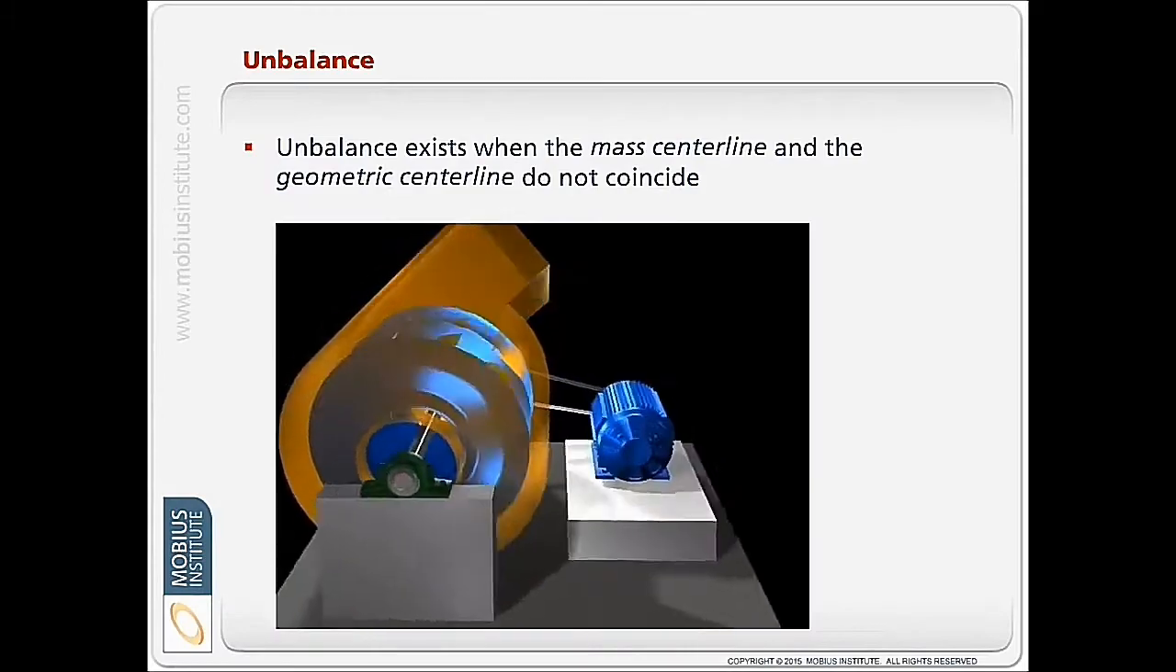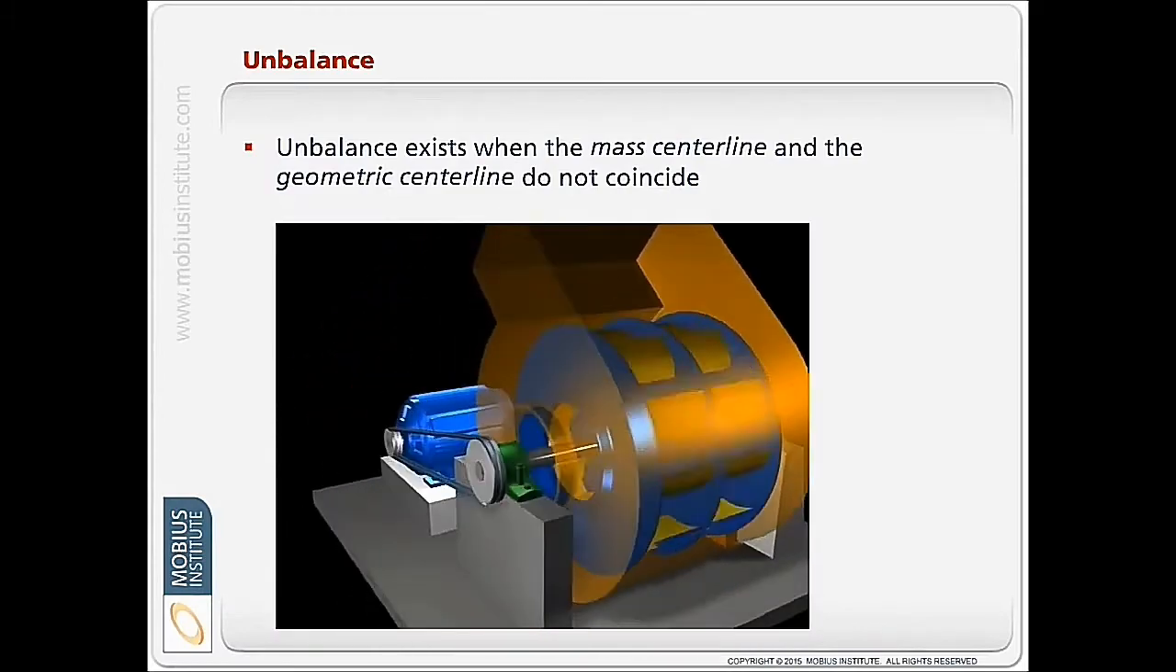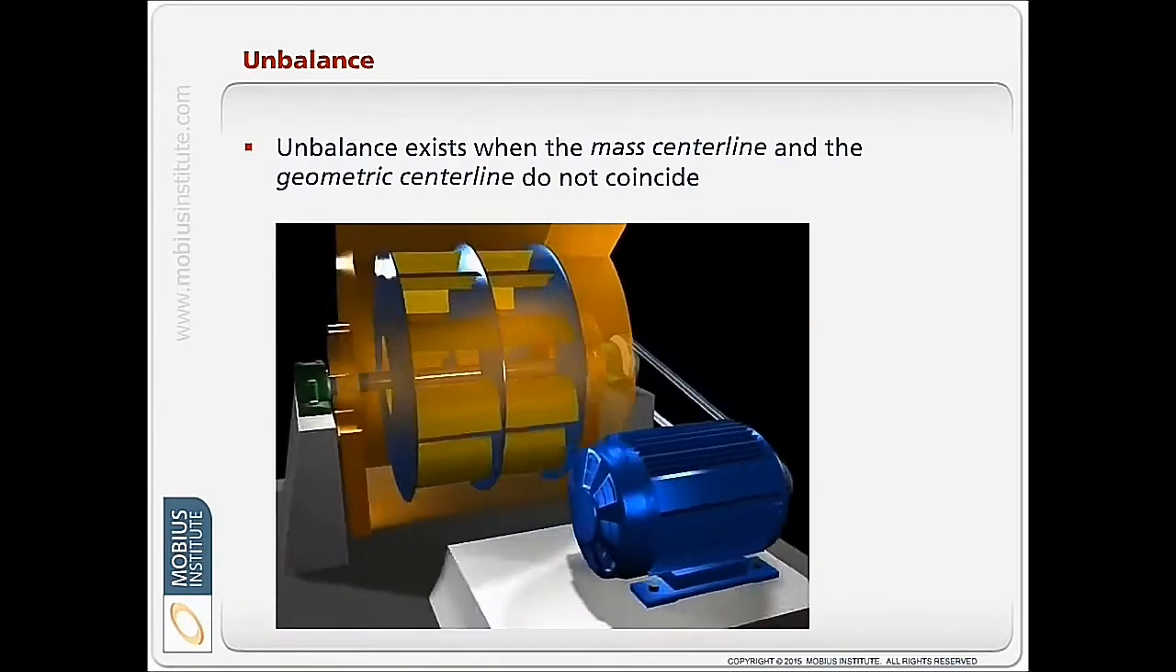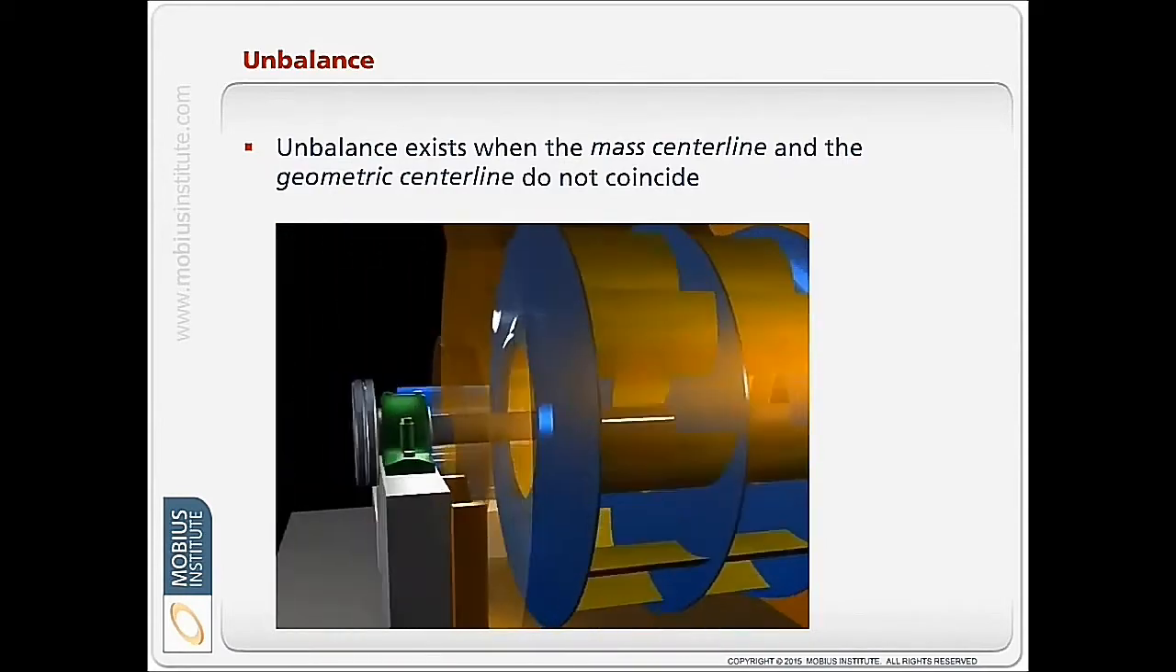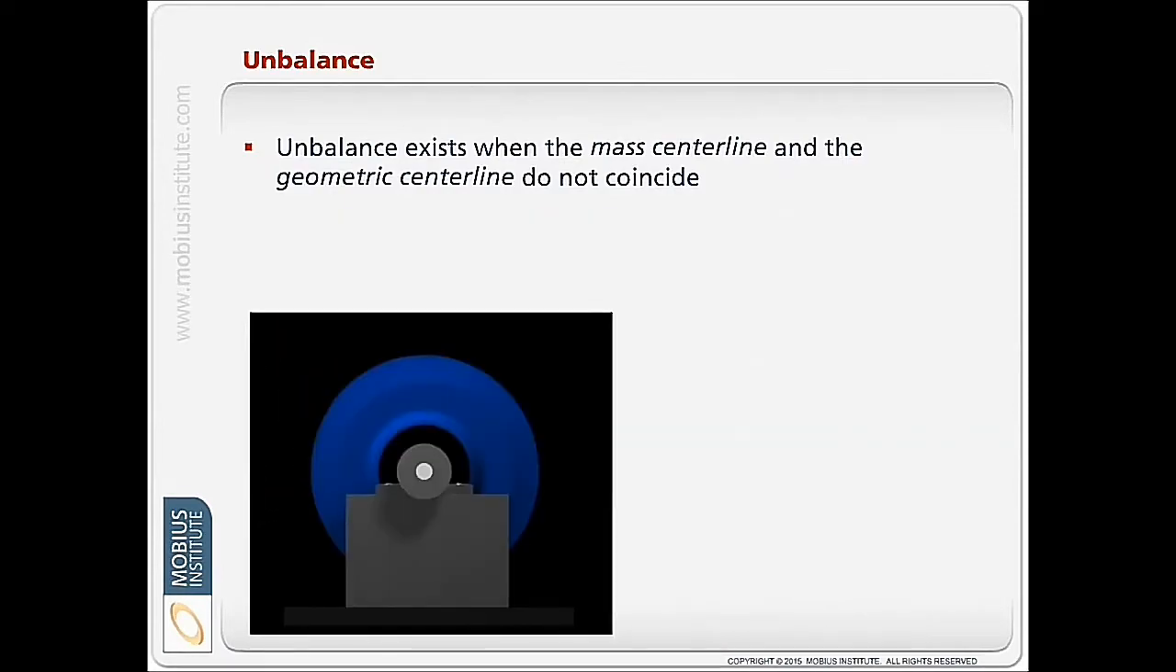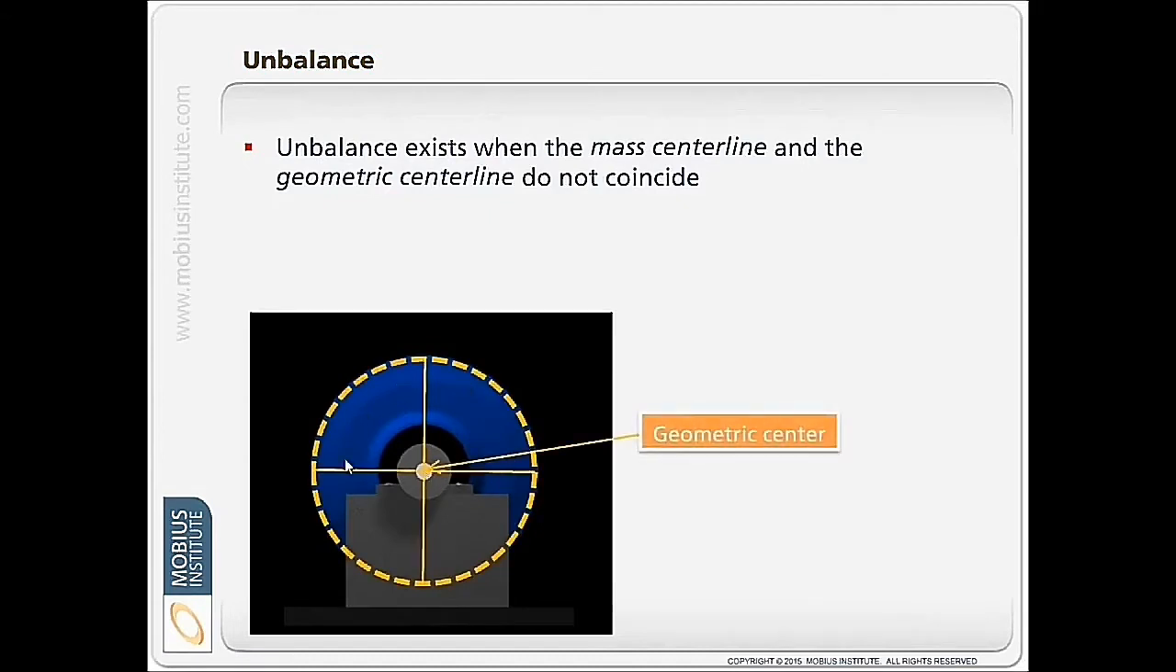Unbalance exists when the mass centerline and the geometric centerline do not coincide. What does all that mean? So the geometric centerline is the center of geometry, which for our fan should be right through the center of the shaft. So if we draw a circle around it and see where it intersects, it should, if the machine is designed properly, go straight through the center of our shaft. And that's where it also wants to rotate. So there's our geometric centerline.